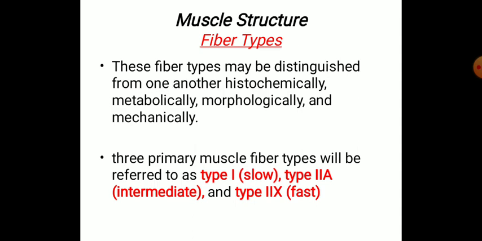So these fiber types are distinguished from one another histochemically, metabolically, morphologically and mechanically. Even though we discuss muscle as a whole, we can actually see some differences among muscles. Each muscle has its own characteristics and its own functions. If you look at the extremities, the muscles which are present in our extremities are entirely different from the muscles which are present in our spinal cord.